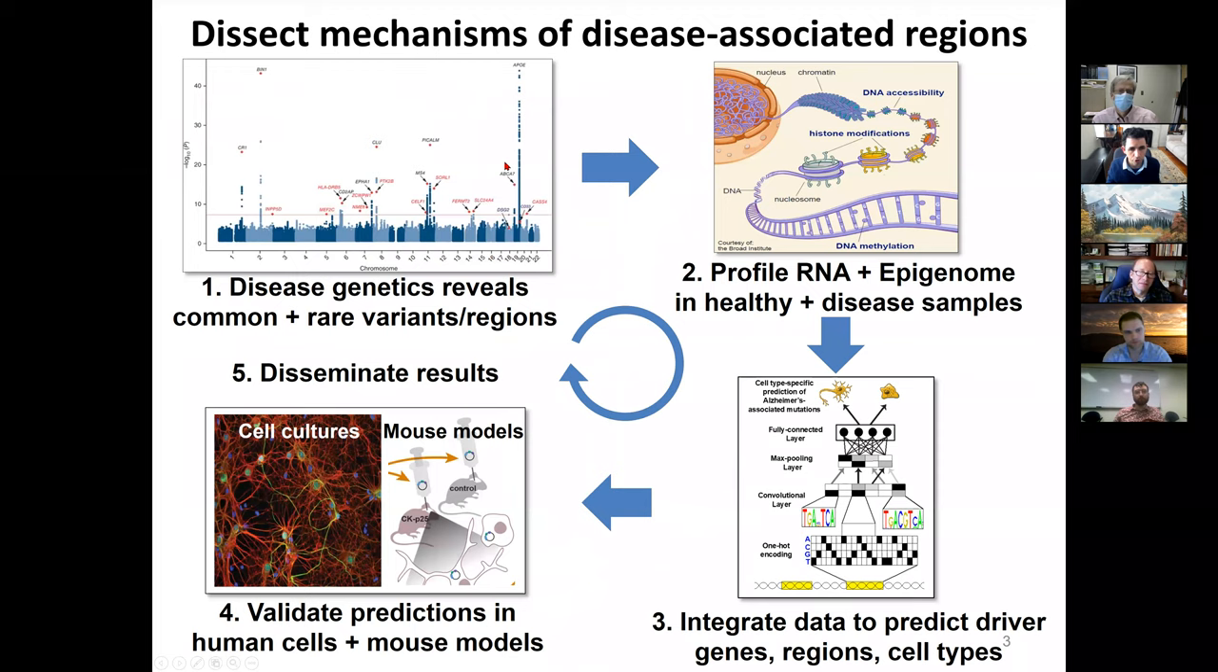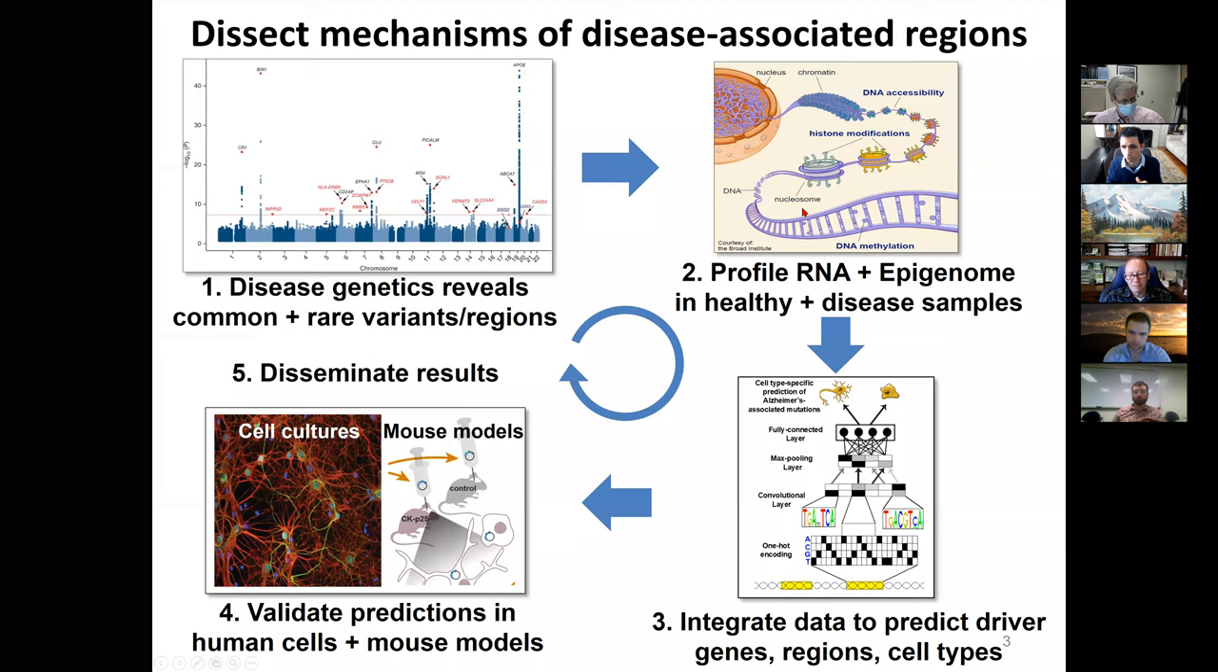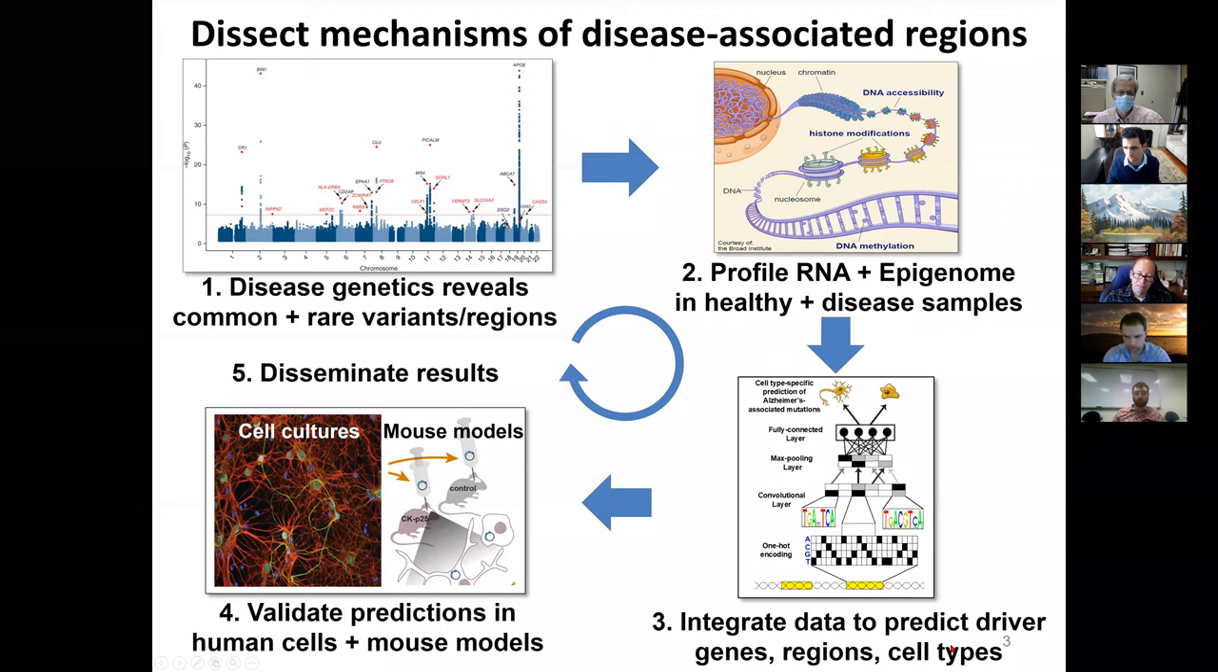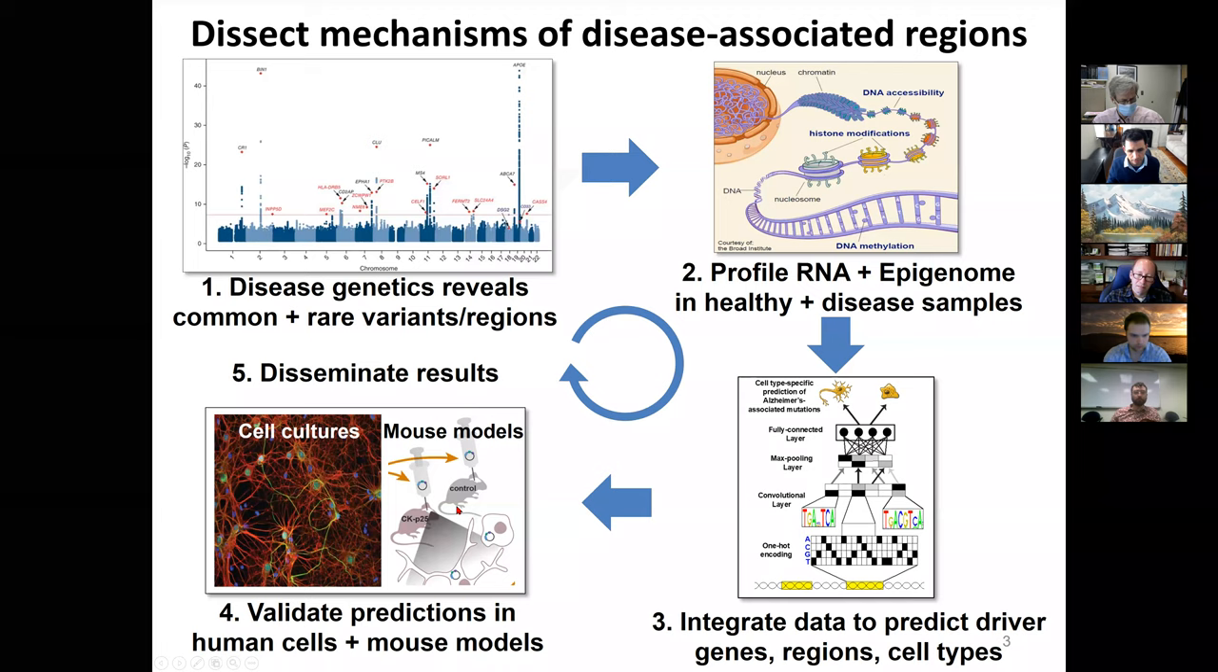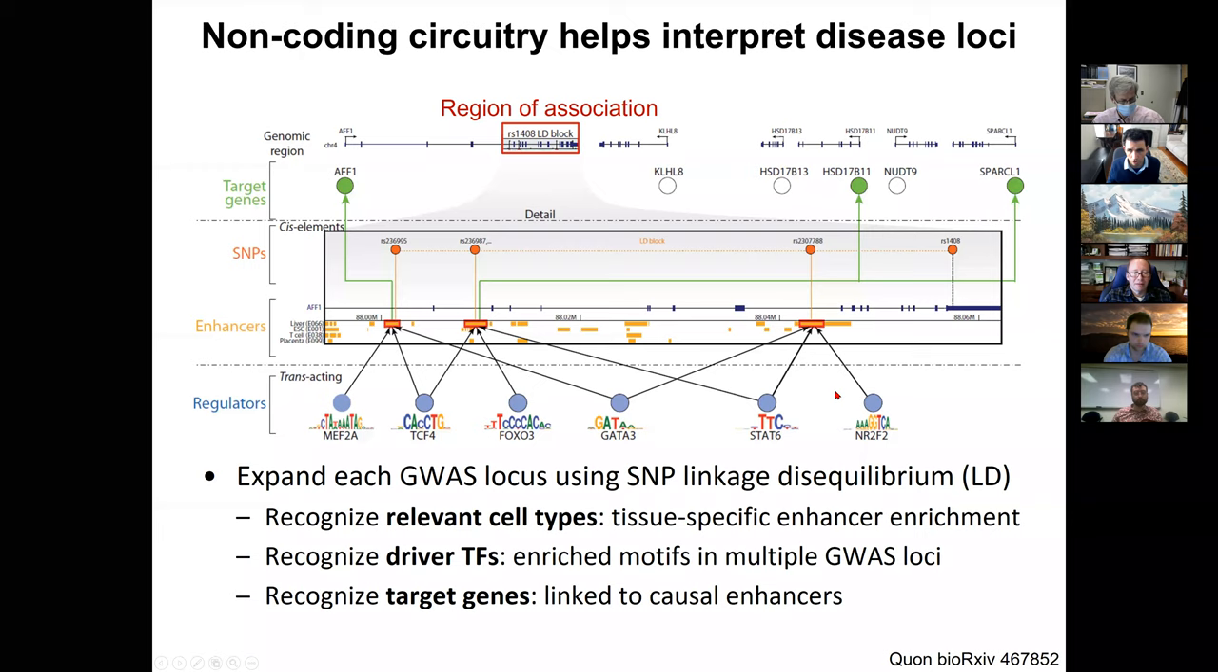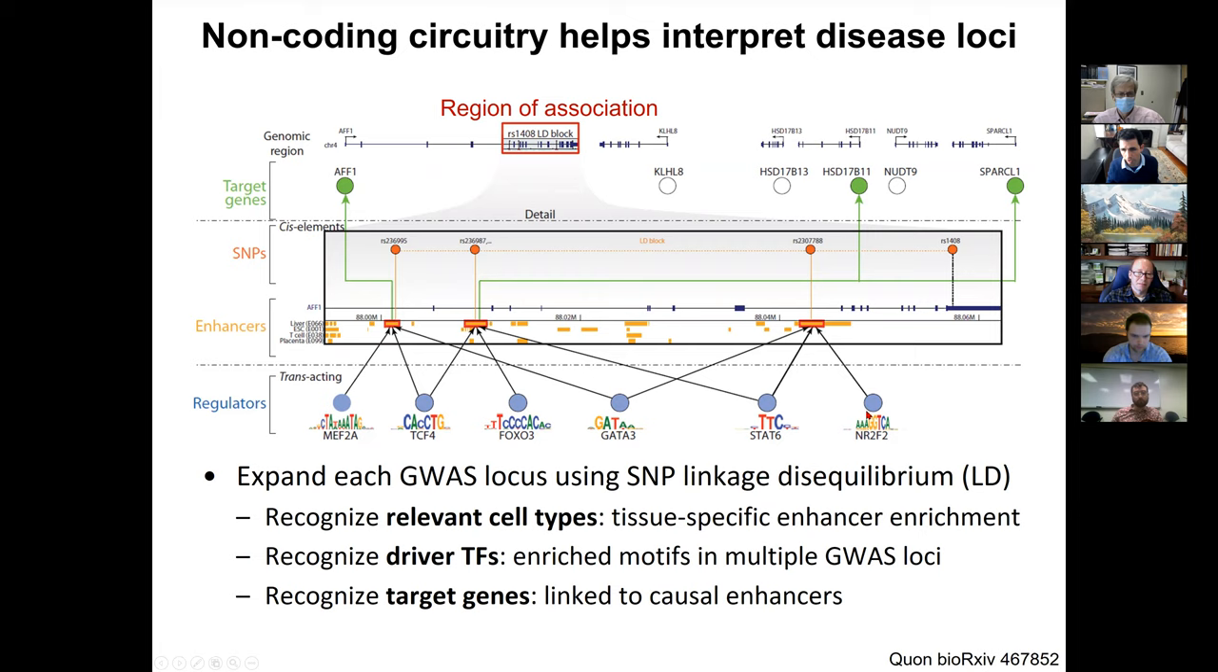Basically what our lab does is that we start with genetics across both common and rare variants, and then we profile the intermediate molecular phenotypes resulting from these changes. So we profile RNA and the epigenome systematically in both healthy and disease samples to infer driver genes, regions, and cell types, and to validate the predictions in human cells and in mouse models, and of course, disseminate the results at the service of the scientific community. So I'm going to tell you a little bit about how we do that. The goal is to figure out the circuitry, to figure out what cell type these non-coding variants are acting in based on the epigenomic annotations that they overlap, based on whether they're in enhancers that are active in liver or in heart and so on and so forth. The target genes based on the wiring of these regions, and the upstream regulators based on the motifs that they contain, so that we have the full circuitry.